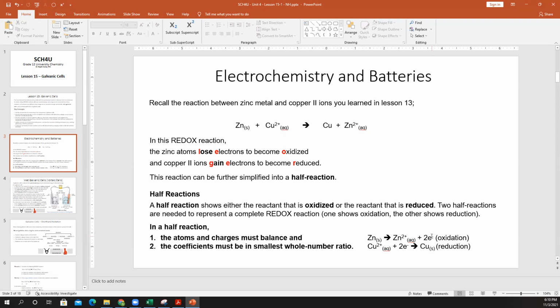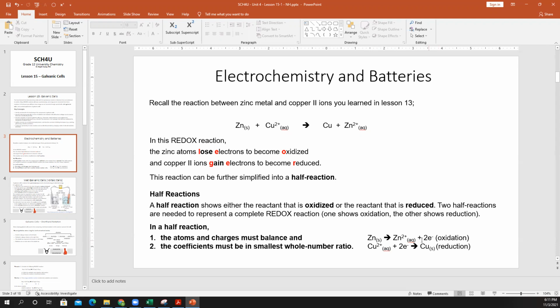The charges must be balanced too. So if you have a neutral on the reactant side, on the product side the charges have to add up to be neutral as well. So if you have 2 plus charges, you have 2 electrons, 2 negative charges. 2 positive plus 2 negative balances out to be neutral. So the charge is balanced here in this half reaction. The same with down here. Here you can see the charge is also balanced.